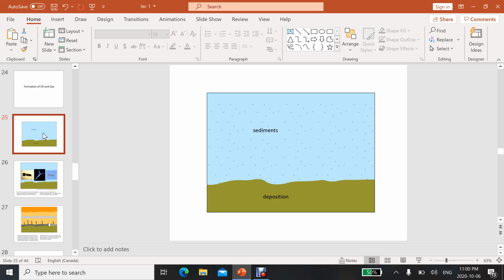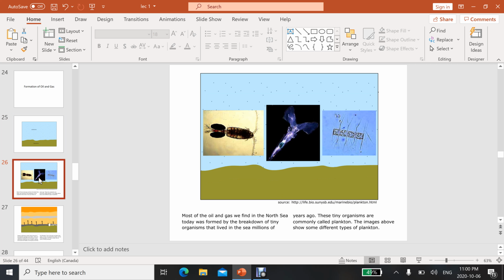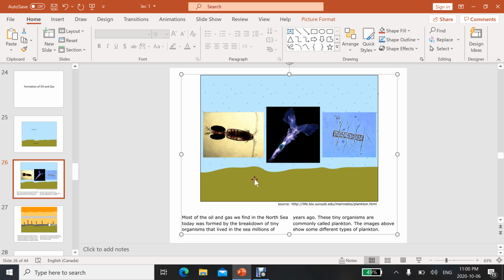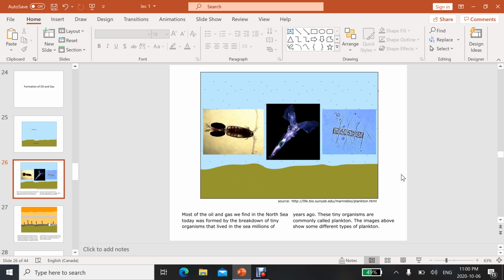And during this period, if some plants or some other organisms were also deposited with this material and they experienced high temperature and pressure, these plants actually converted into oil and gas. These tiny organisms are commonly called plankton. Actually, these are from the North Sea in Europe, so that is a typical terminology used there.